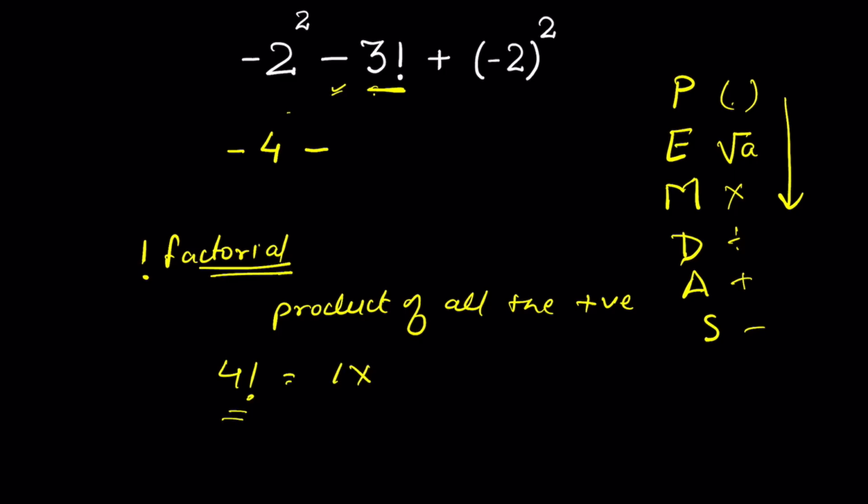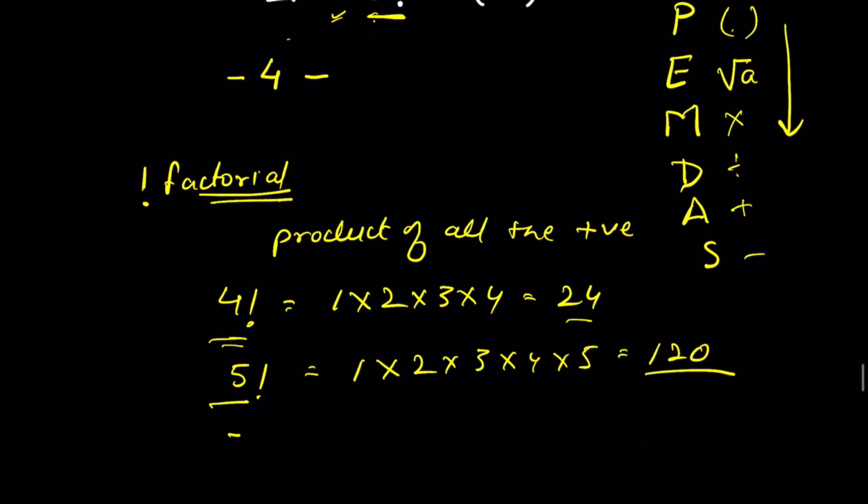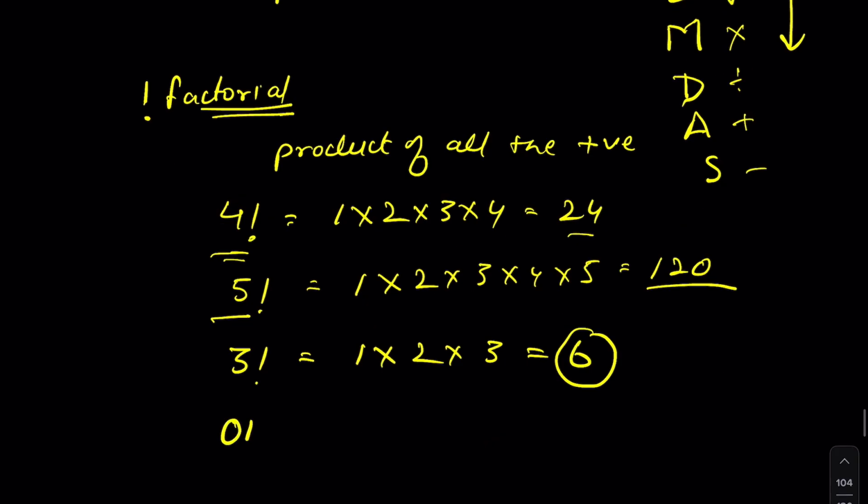So it will be 1 times 2 times 3 times 4, and its product will be 24. 5 factorial is 1 times 2 times 3 times 4 times 5, and the product equals 120. So 5 factorial equals 120, 4 factorial equals 24, and 3 factorial will be 1 times 2 times 3 equals 6. However, when we have 0 factorial, it is equal to 1. Always remember that the value of 0 factorial is 1.